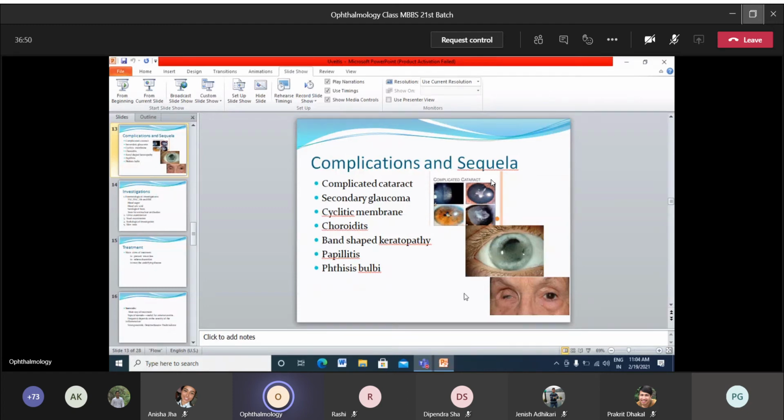So complicated cataract, very important. Glaucoma is equally important, secondary glaucoma. Then cyclitic membrane, because of the various exudates which are present, that can lead to a membrane. The inflammation can spread further down and lead to choroiditis and papillitis. And then there can also be band-shaped keratopathy, and ultimately the eye will become small and shrunken. That is also known as phthisis bulbi.